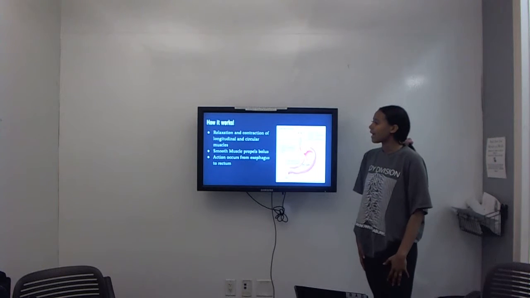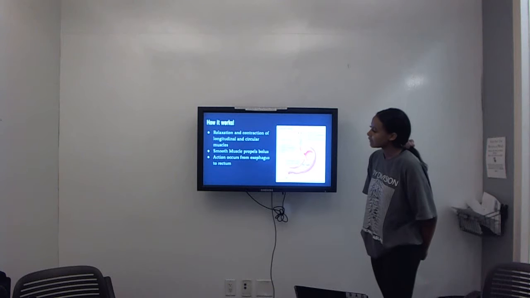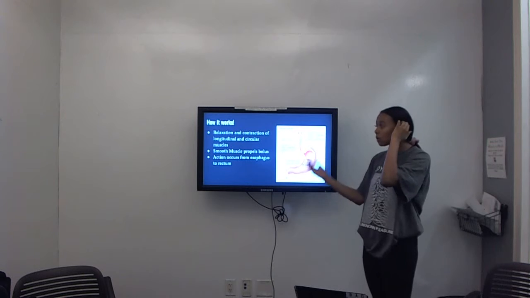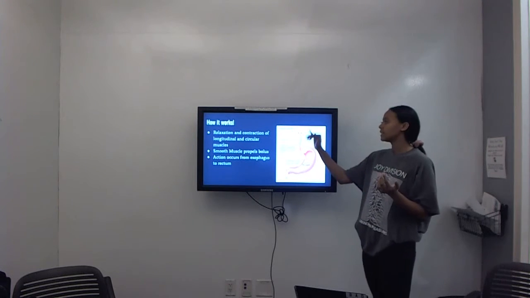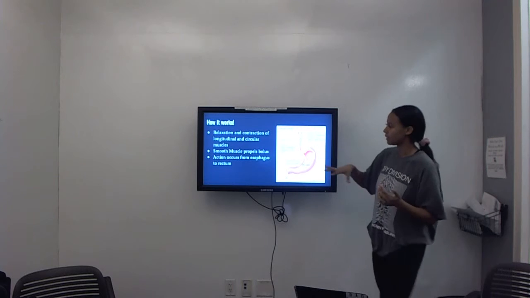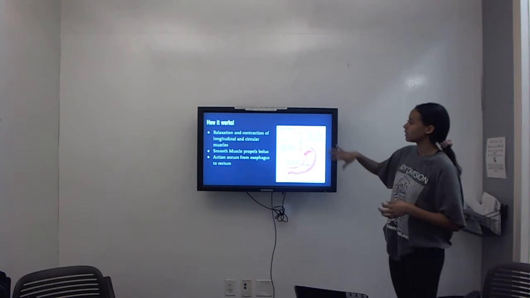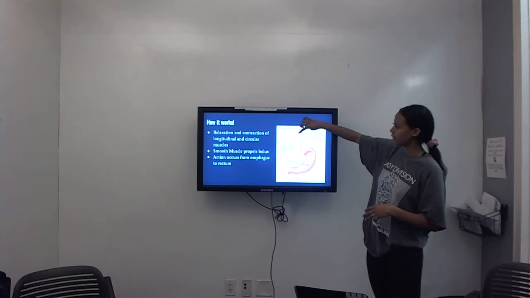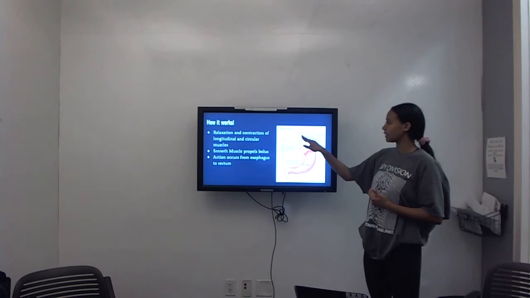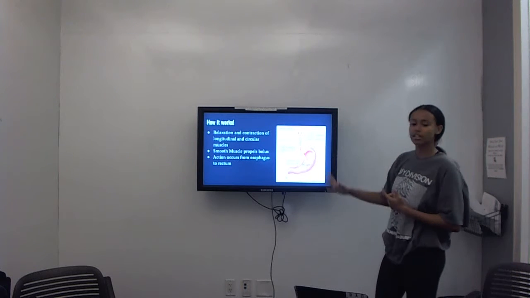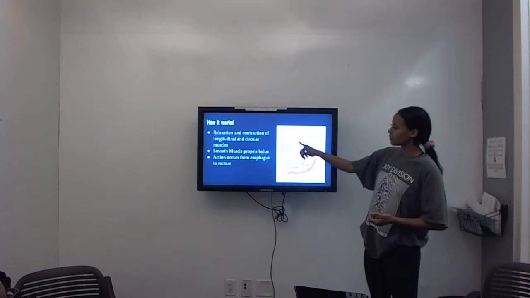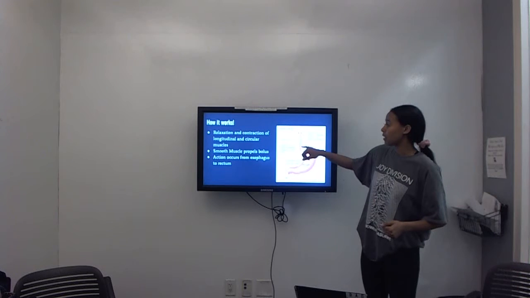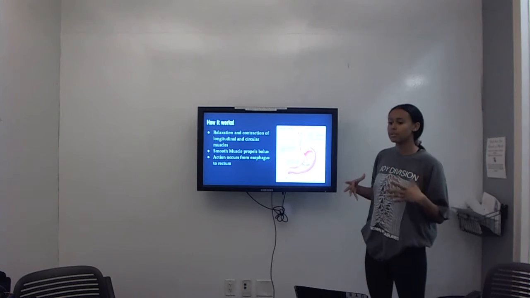So how it works: relaxation and contraction occur throughout the whole GI tract. This picture right here does a great job of explaining this. It shows how circular muscles contract at the top, shown by these two arrows coming inward. That's showing contraction of circular muscles. And then here's the bolus of food, which shows where the relaxation is occurring. Below the bolus, it says longitudinal muscles contract.